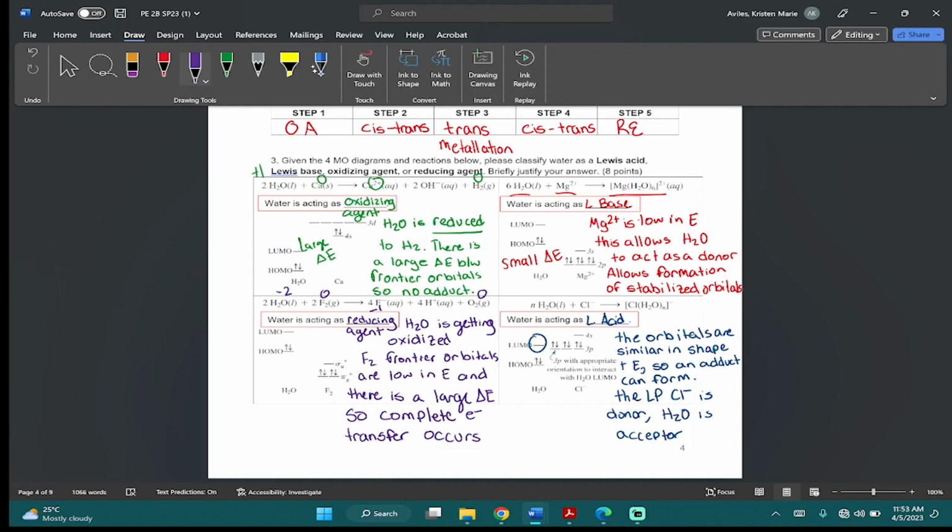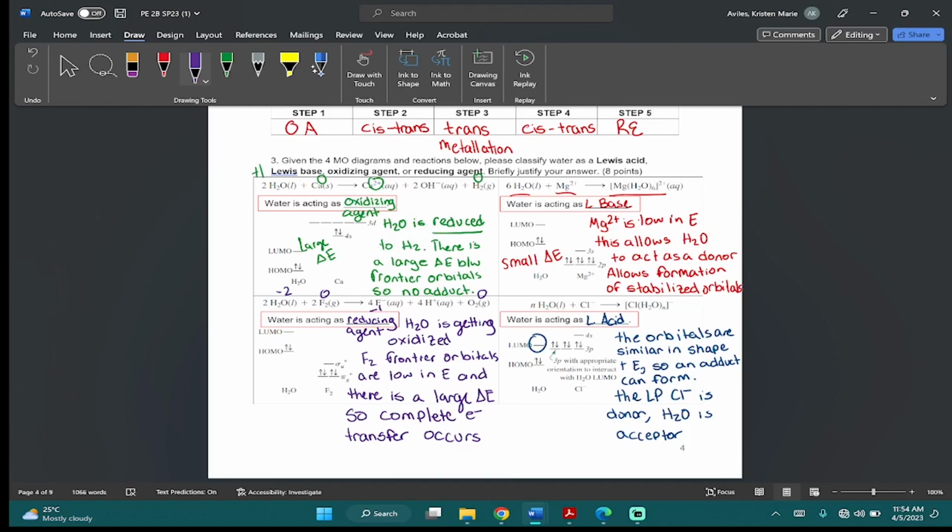So you could reason it without it. I think it's easier to reason it with it. Yeah. I'm just wondering, will we ever be asked, if you have water and calcium, will it do a redox reaction or will it form an adduct? I would say these examples are fair game because they were in the lecture slides as well.